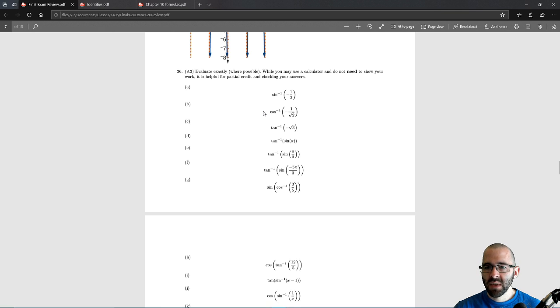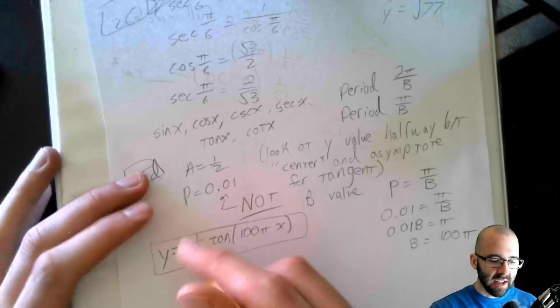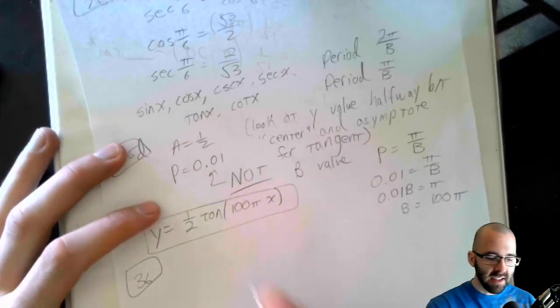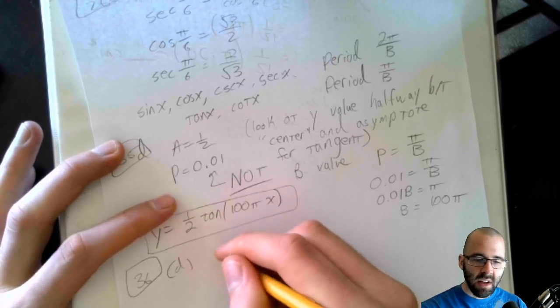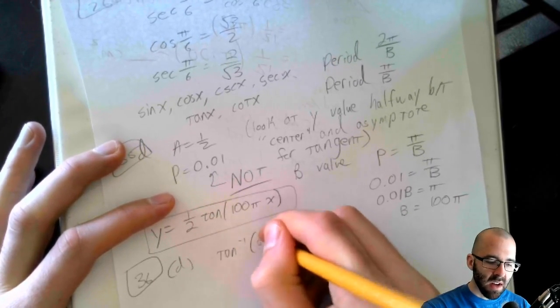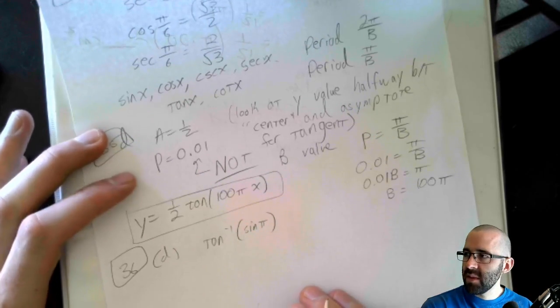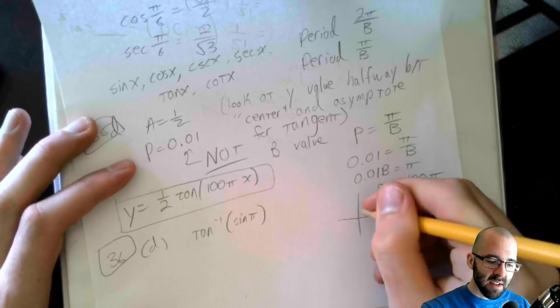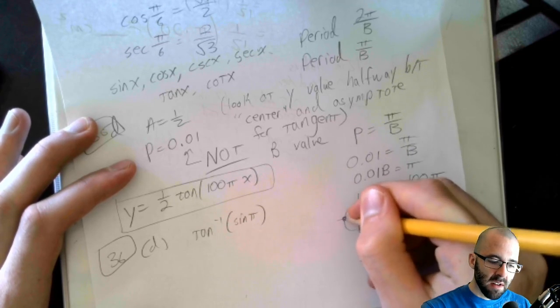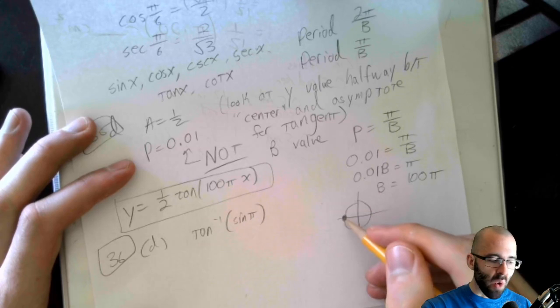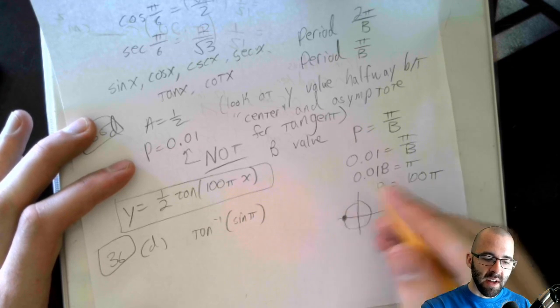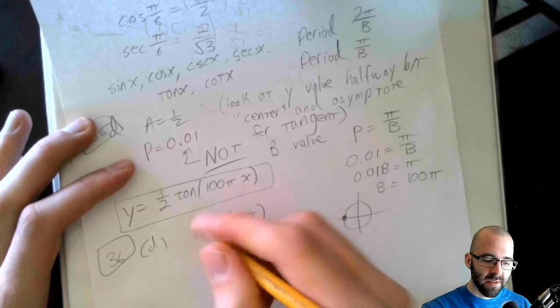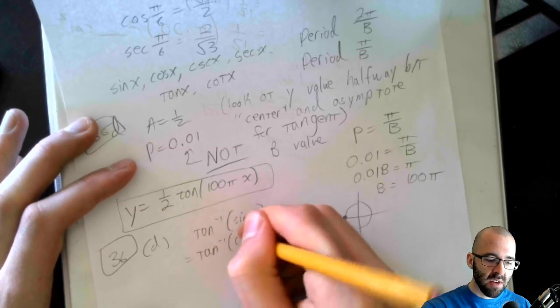Okay. More interestingly is when we have these compositions like this. You just work on the inside and work your way out, right? So if we're looking at 36 D, you have the inverse tangent of the sine of pi. You just do it one step at a time. Pi is 180 degrees. It's a quadrantal angle. Sine is the y coordinate. The y coordinate here is 0. This is just inverse tangent of 0.